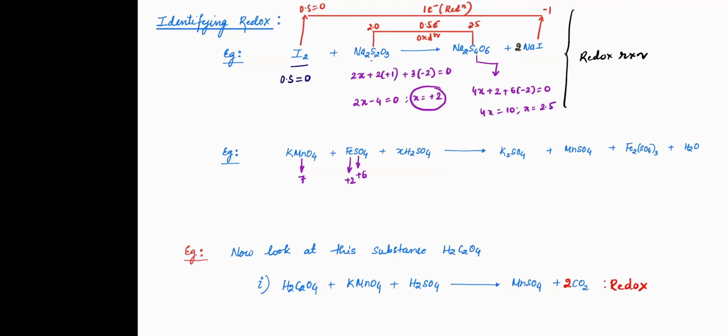Next, K2SO4, H2SO4, I will not be worried about it because here it will remain 6 only. Here also it is remaining 6 only. Here also it is remaining 6 only, which proves that the manganese is actually plus 2 here, and iron here is plus 3.